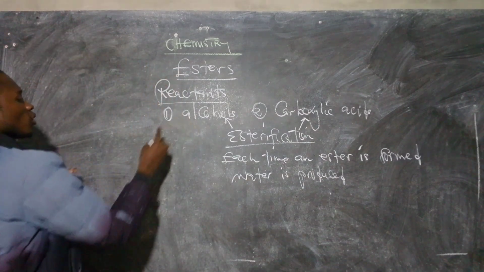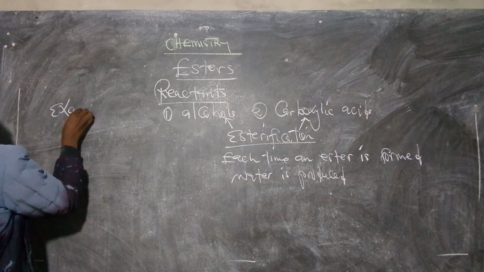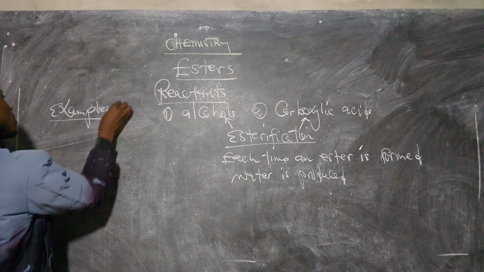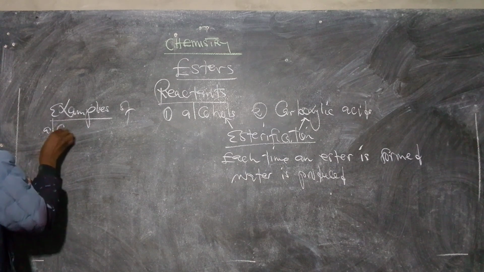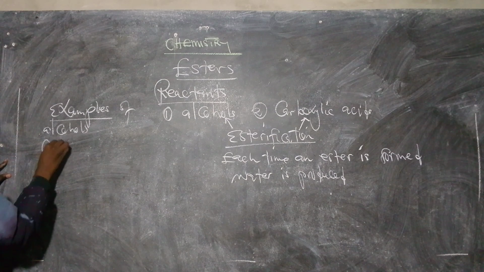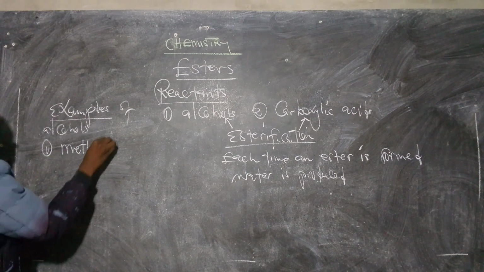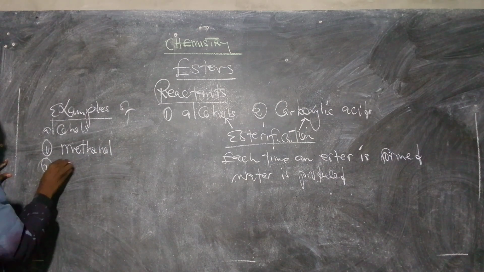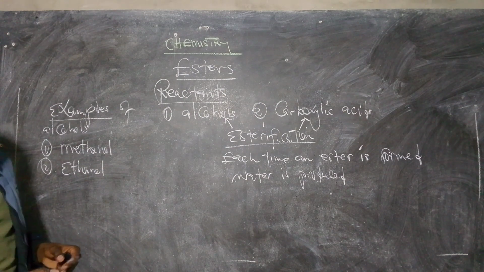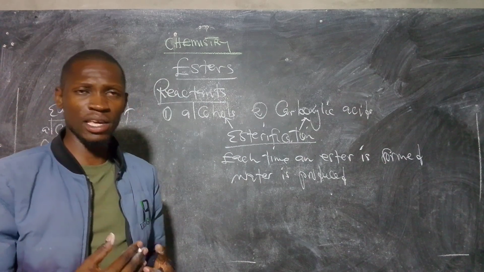Now, let's talk about alcohols. So examples of alcohols. We have methanol, we have ethanol. Remember, under alcohols, alcohol is also one of the homologous series under organic chemistry.